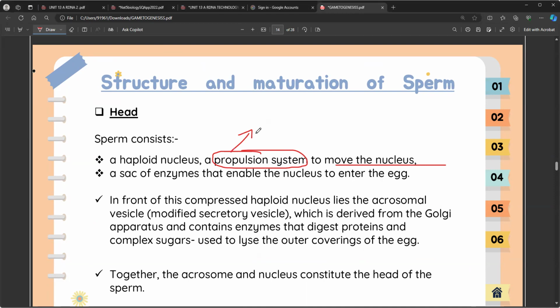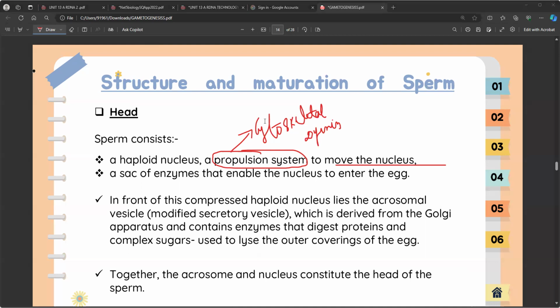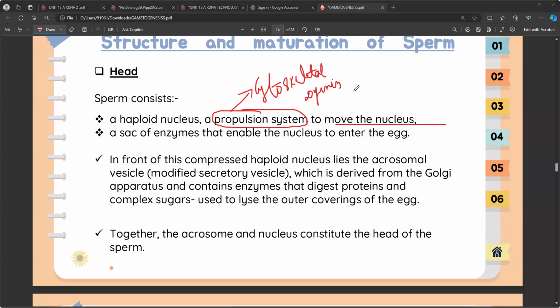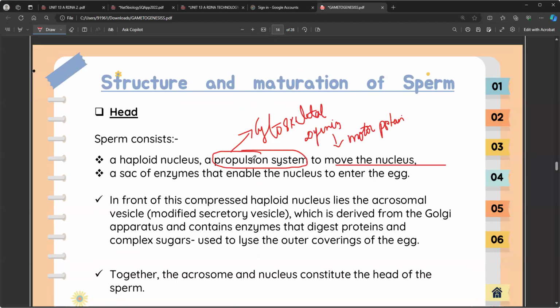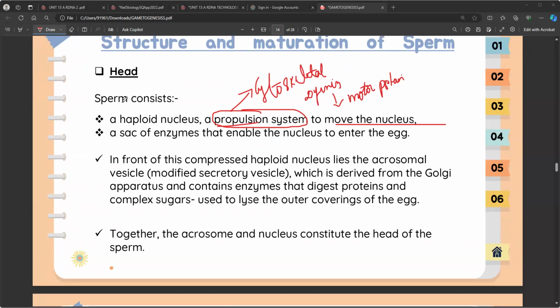If the nucleus wants to move inside, compulsorily, what do they require? They require the cytoskeletal apparatus. Correct or not? Very good. They basically require an important protein here, dynein. That dynein is acting like a motor protein, and that motor protein is responsible for the movement of this propulsion system. The propulsion system is made up of dynein. So it contains a nucleus and a propulsion system.